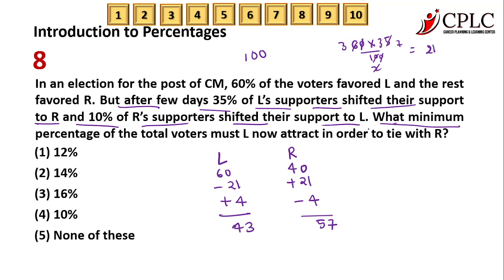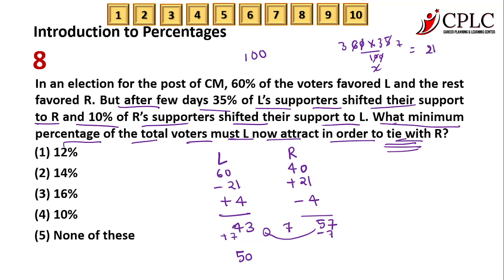And then they are saying what is the minimum percentage of total voters L now must attract in order to tie with R. Again, L wants to tie with R. That means that both votes should be same. So how many votes first of all should shift from R to L? So clearly 7 votes. Why? Because if 7 goes from here, comes here, they become plus 7.